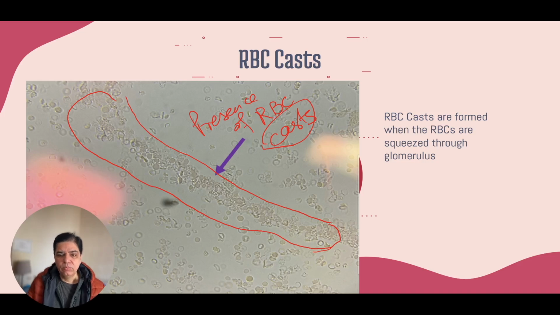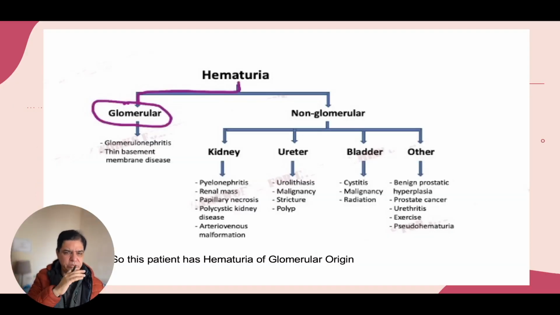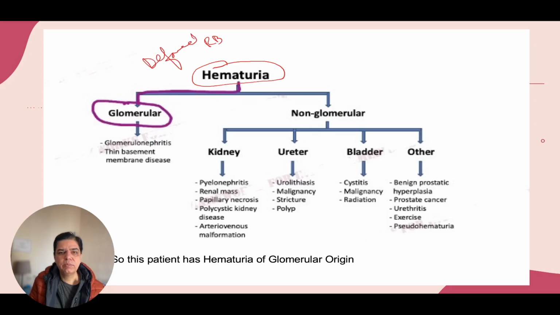Okay, moving on. As I told you, hematuria is classified into two types, either of glomerular origin or of non-glomerular origin. So here in this slide, you see we have that path. Initially we were not sure where this hematuria was coming from, but because of the deformed RBCs and because of the RBC casts, in this particular case, we know that it is of glomerular origin. The blood could be of non-glomerular origin as well, which I told you.